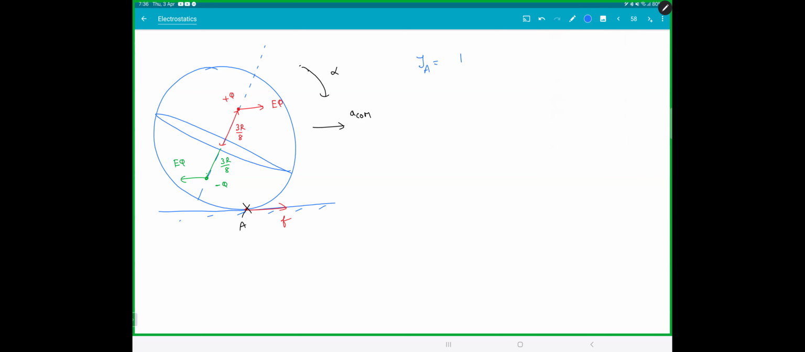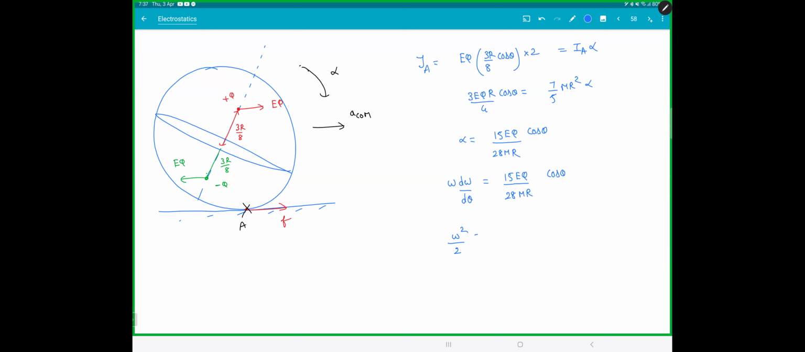So torque about point A will be EQ into the perpendicular distance between the two EQs. That will be 3r by 8 cos theta into twice. This is equal to IA into alpha. This will be 3 EQ R by 4 cos theta. Torque about A will be 7 by 5 mr square alpha. This is 15 EQ cos theta by 28 mr. Sorry. Then alpha can be written as omega d omega by d theta. Integrating on both sides, the left hand side will become omega square by 2. This will become 15 EQ by 28 mr sin theta. There, omega came.